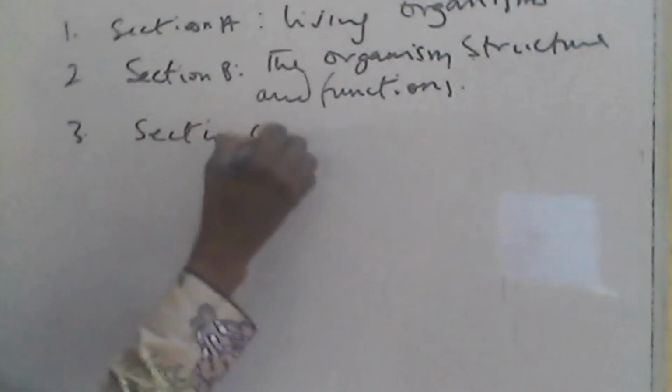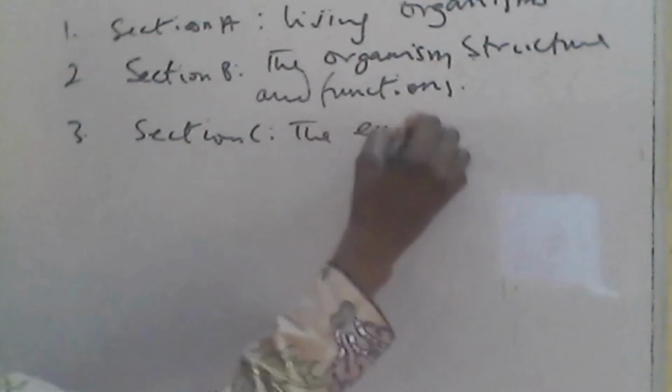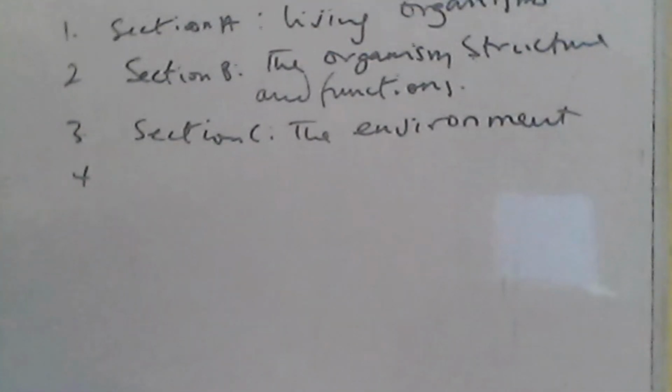Section C, we'll look at the environment. Here we'll be looking at the components of the environment. What makes up the environment? Ecological factors. We'll see food chains and webs. We'll see energy flow in ecosystems, cycles in nature, like the carbon cycle, hydrogen cycle, and water cycle. Under environment still, we'll see population studies, adaptation of organisms to their habitats, and we'll see balance in nature.